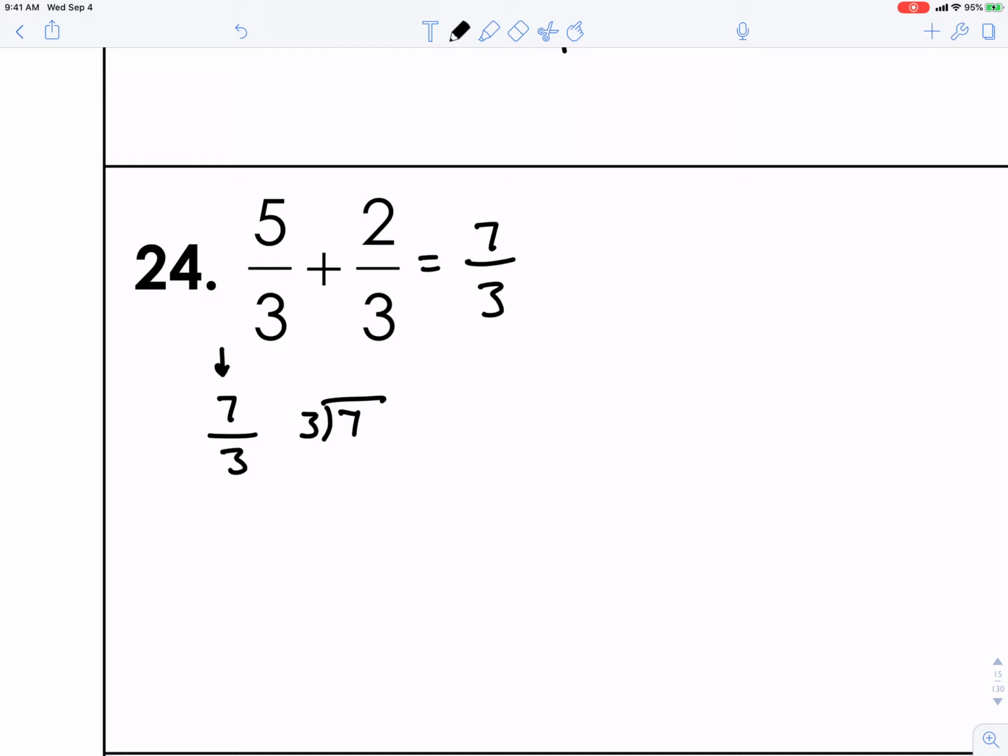7 divided by 3. Well, how many times does 3 go into 7? 2. 2 times 3 is 6. Subtract 6. I've got 1 left over. 3 doesn't go into 1. So this is my whole number. So that becomes 2. This is my remainder. So that is going to go on the top of the fraction left over. 2 1/3. Okay? That is how you convert an improper fraction into a mixed number.